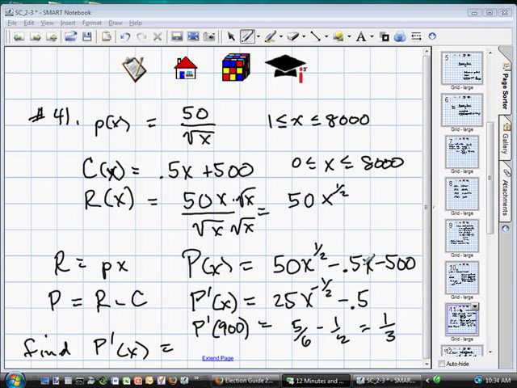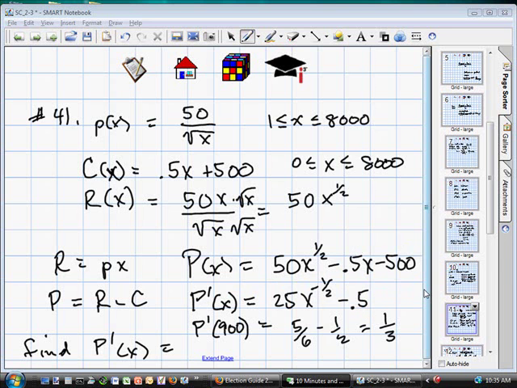Now, what did the book say? Find the marginal profit. Whoa, what's marginal profit? That's the derivative of the profit. So now that I have the p of x function, I had to go ahead and find the first derivative, p prime of x. So now use your derivative rules. 1/2 times 50 is 25. What's 1 less than 1/2? Negative 1/2. And then this derivative is just negative 0.5. The derivative here is gone. So there's my p prime of x.